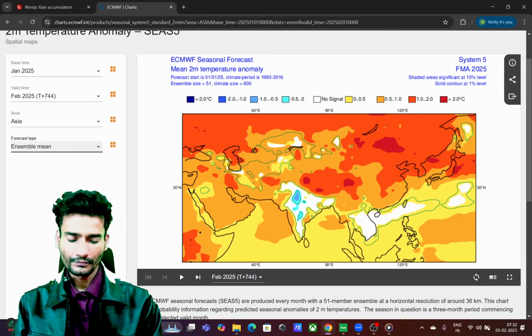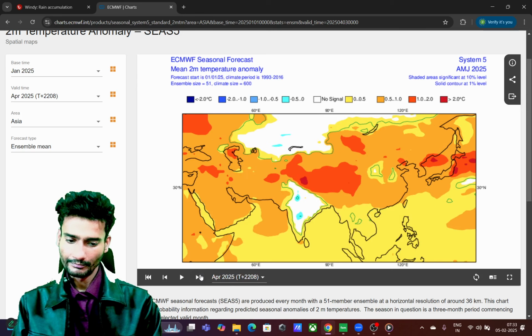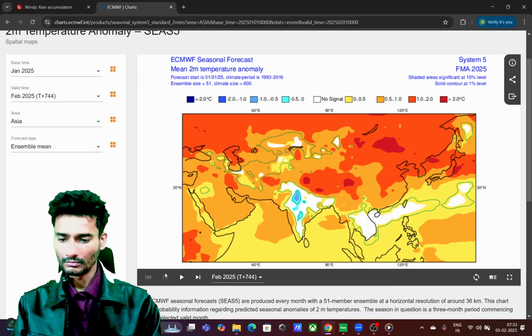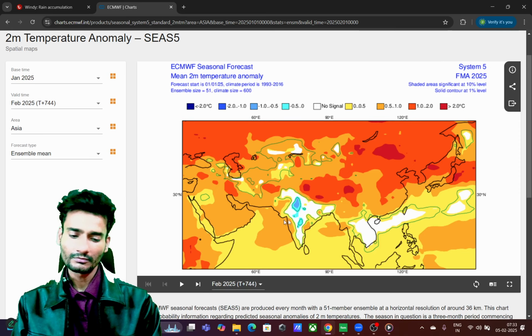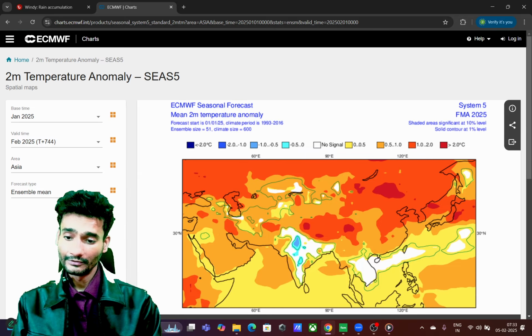So what it is saying is that for February, March, and April, the temperature ECMWF is expecting is a little less. I don't know why and to what extent it is correct. It is expecting lower temperature. From March, April, May, again over the continent, lower temperature. Again, April, May, June, lower temperature. So the summer appears to be likely a little less intense. But I am a little unsure whether it will turn out to be correct or not.